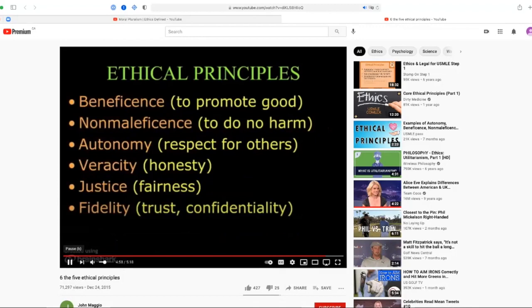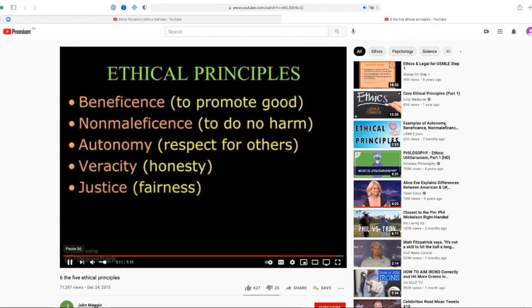Some people add a sixth principle, fidelity. This mostly relates to keeping the patient's medical information confidential, so we will not be discussing fidelity as an ethical principle. So those are the 5 principles, and we will explore them further with cases in class this week.